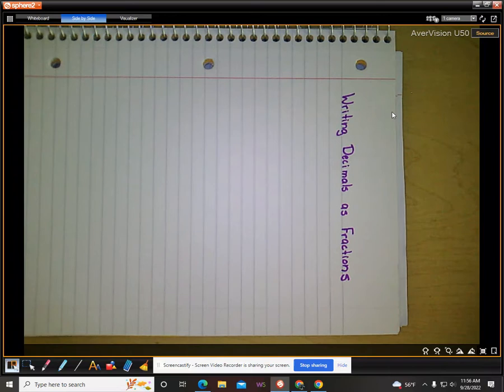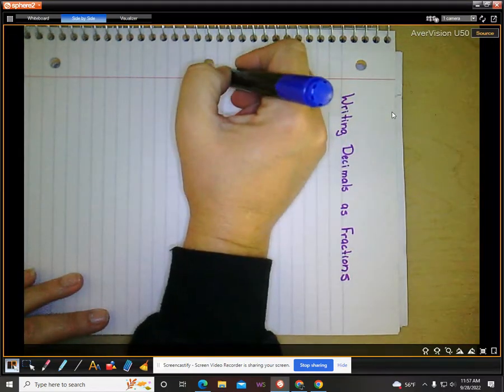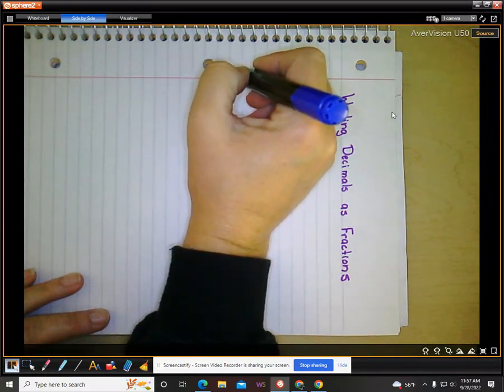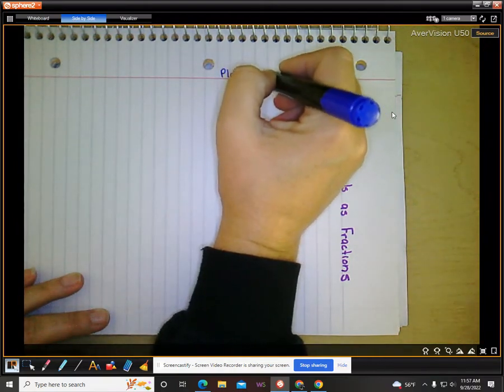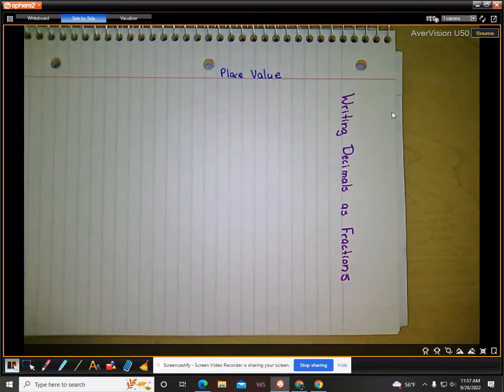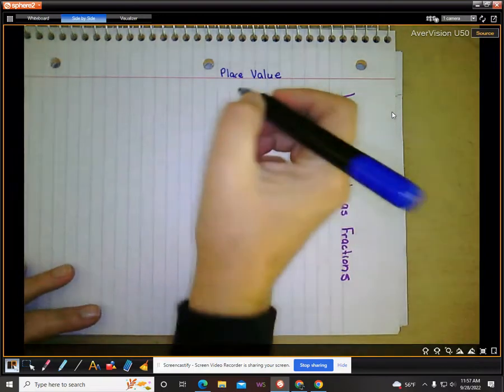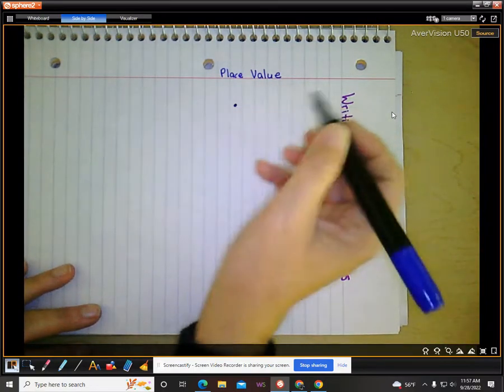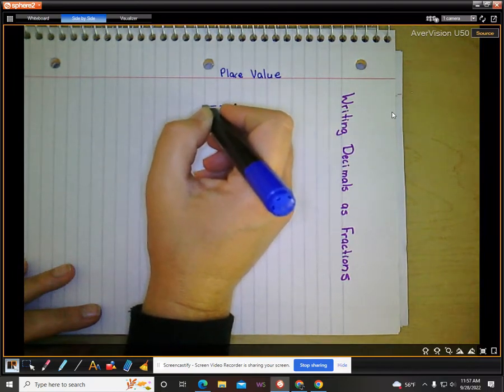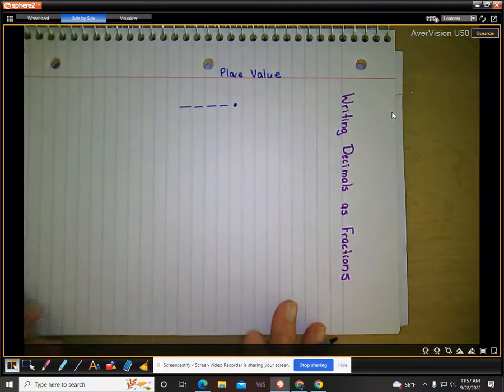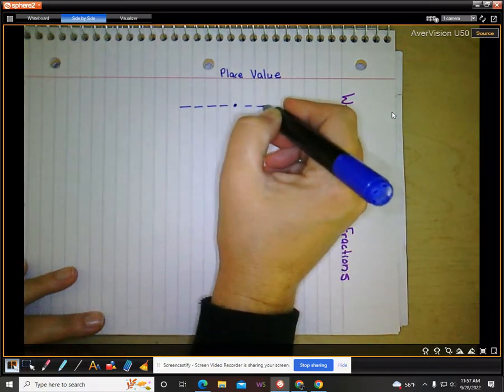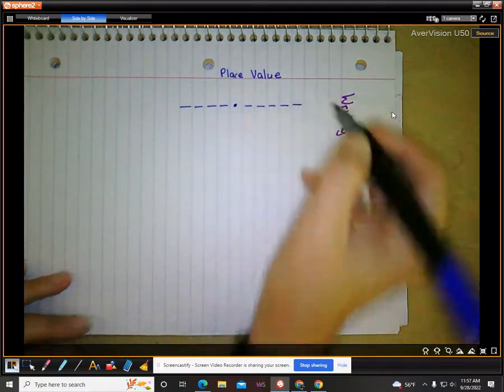Now obviously we are not doing all place values because they go on into infinity. We're not doing all of them, but we will do a few. So again, this is going to be place value. If you can read a decimal, you can write it as a fraction. All right. So we have our decimal point. Then we are going to go 4 spaces to the left of the decimal. And then we will discuss 5 spaces to the right of the decimal.